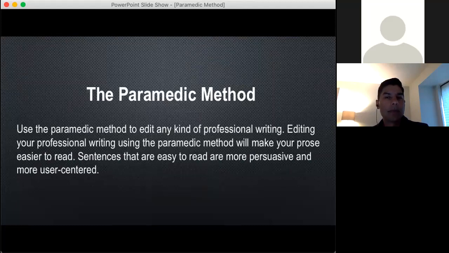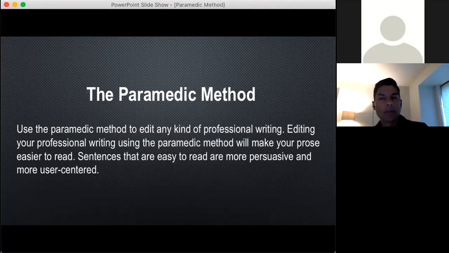In this paramedic method, we use it to edit any kind of professional writing. Editing your professional writing using the paramedic method will make your prose easier to read. Sentences that are easy to read are more persuasive and more user-centered. I mean, that's what we want to get out of our writing: persuasiveness. We're trying to convince our reader, because if it's confusing, then we lose the persuasiveness and we are not centered around the reader.